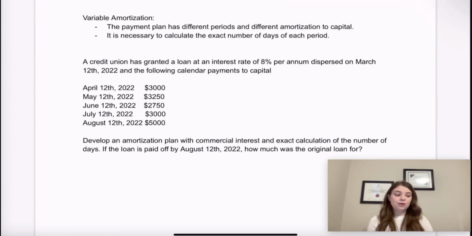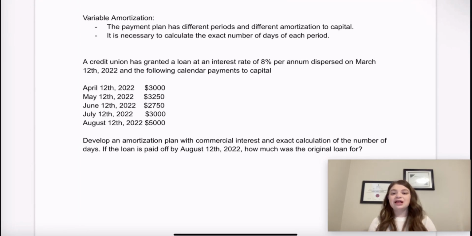So in this example, we're going to make yet another amortization table or amortization plan, whichever term you prefer. And this time we're going to be doing variable amortization. So in variable amortization, here's a couple key points to remember. The payment plan has different periods and also different amortizations to capital, so neither of those are necessarily fixed.